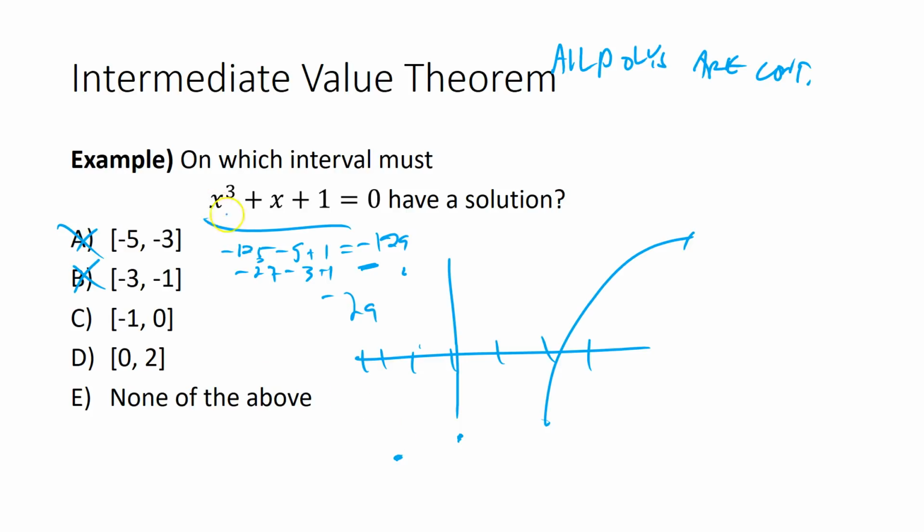If you try C, plug in -1, that gives us a negative number. You plug in 0, ooh, that gives us a positive number. So at -1, we get -1, and at 0, we get +1. So somewhere between -1 and 0, we must go through the x-axis. It has to touch 0.